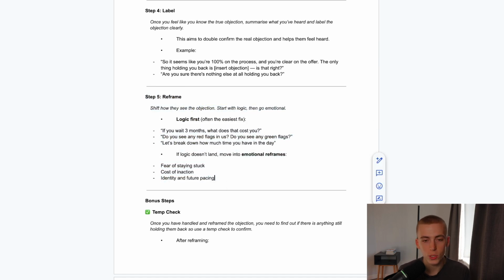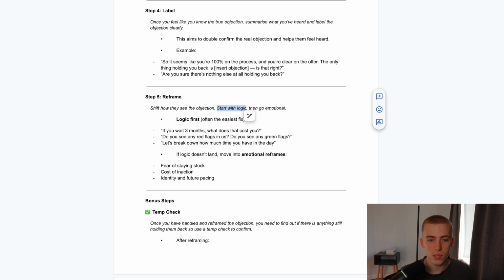Now, with handling objections, a lot of people go emotional to start with, but logic supersedes emotion to start with. So you want to shift their belief and overcome the objection, but you want to start with logic because logic is just so much easier to handle and invalidate their objection.